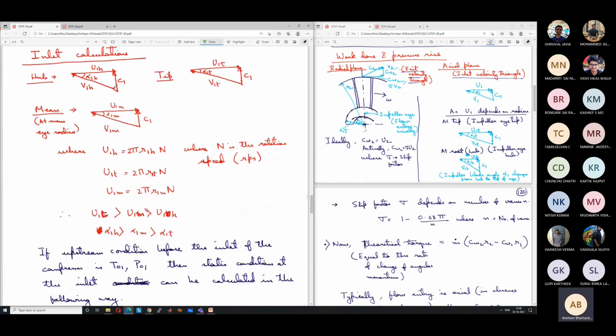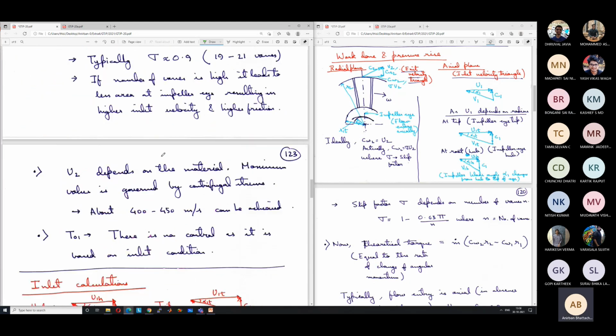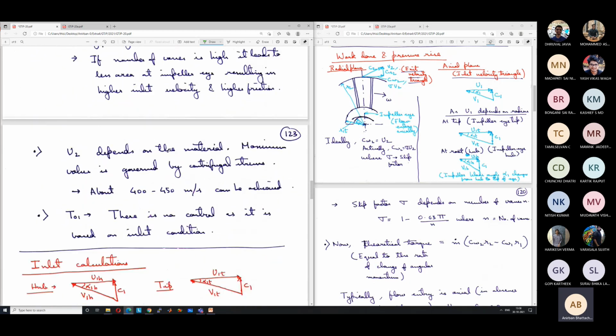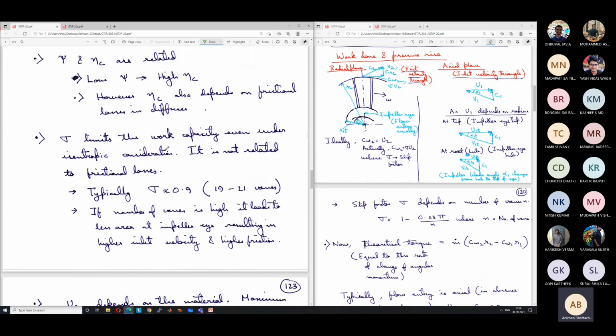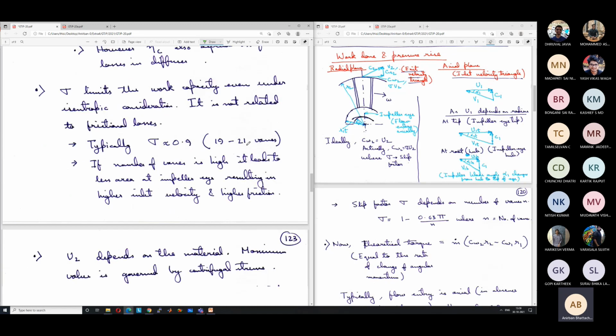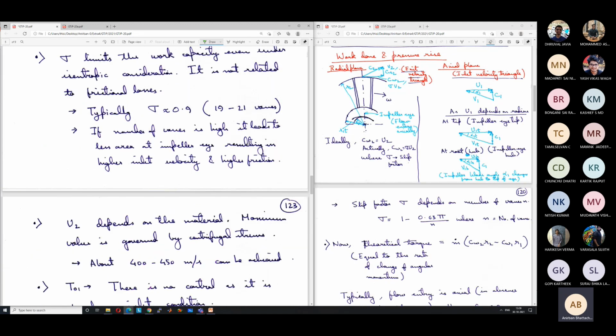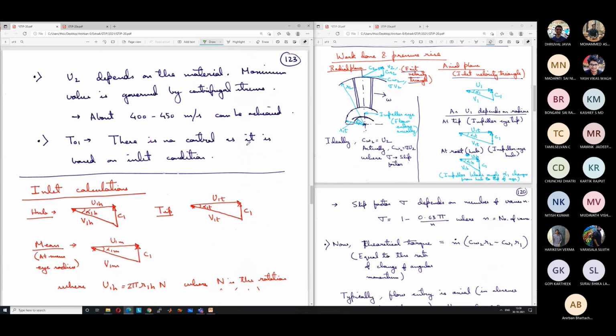So we'll continue. This part I hope is clear. If there is any problem, you should be able to find out the pressure ratio and relate it with the geometry and the angular speed or rotational speed. You should be able to find out the work input to the compressor as well as the pressure ratio.